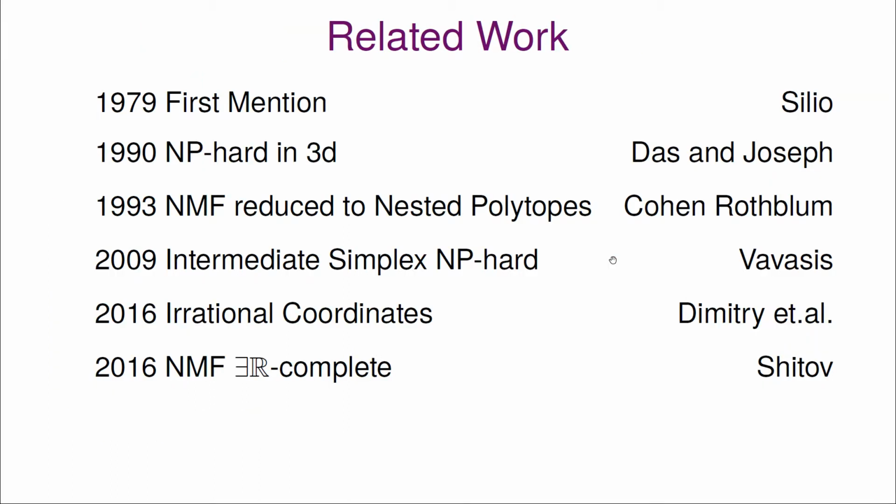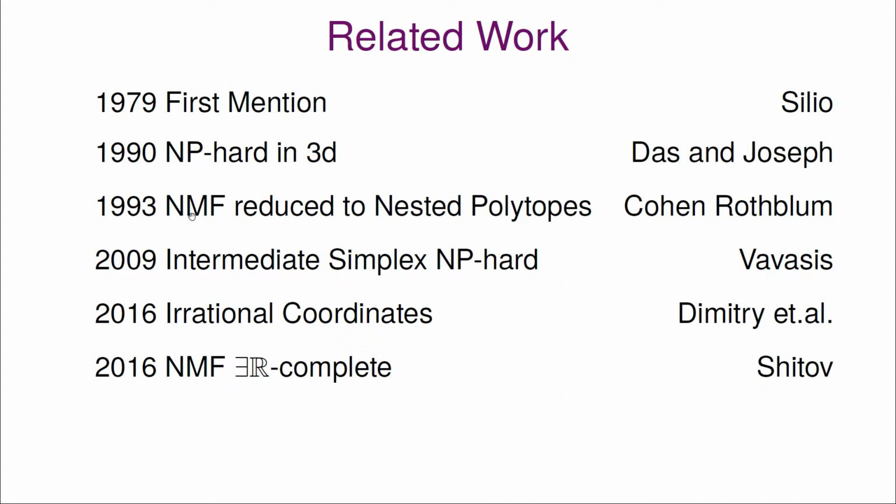Okay, so let me go briefly through the related work that has been done so far on the nested Polytope problem. It was first mentioned already a long time ago, 1979, so that's before I was born, by Zilio. That's the oldest literature that I could find. Let's say, maybe first really interesting result is by Das and Joseph, who already showed in 1990 that the problem is NP-hard already for 3 dimensions, so you don't have to go up that many dimensions.